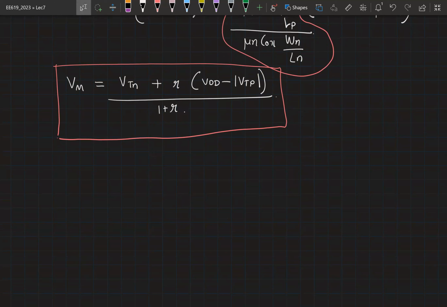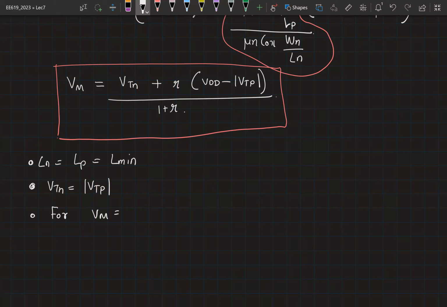So we'll make the same assumptions all over again. First step is that Ln equal to Lp equal to Lmin. And we'll assume symmetric characteristics for the PMOS and NMOS. So VTN equal to mod VTP. Now for VM equal to VDD by 2, what is the value of R? R should be equal to 1.